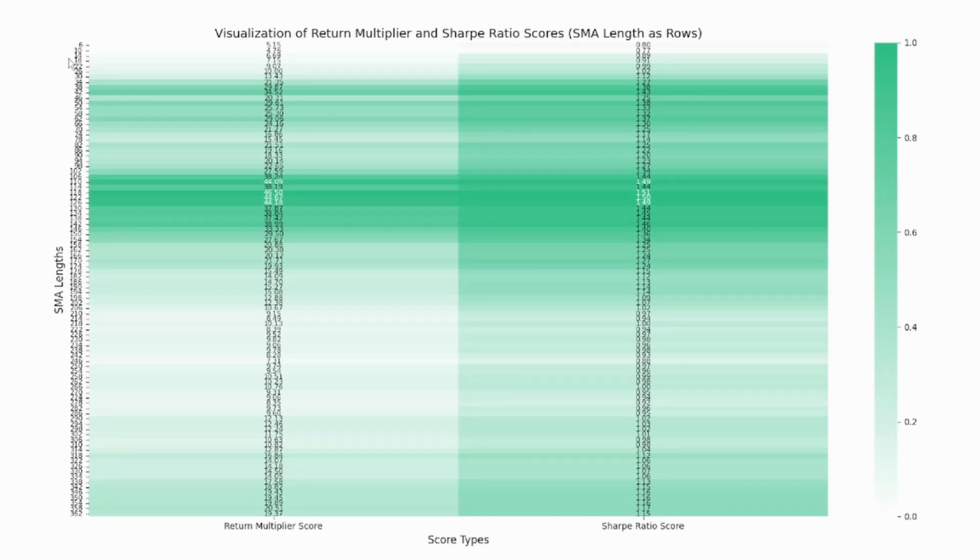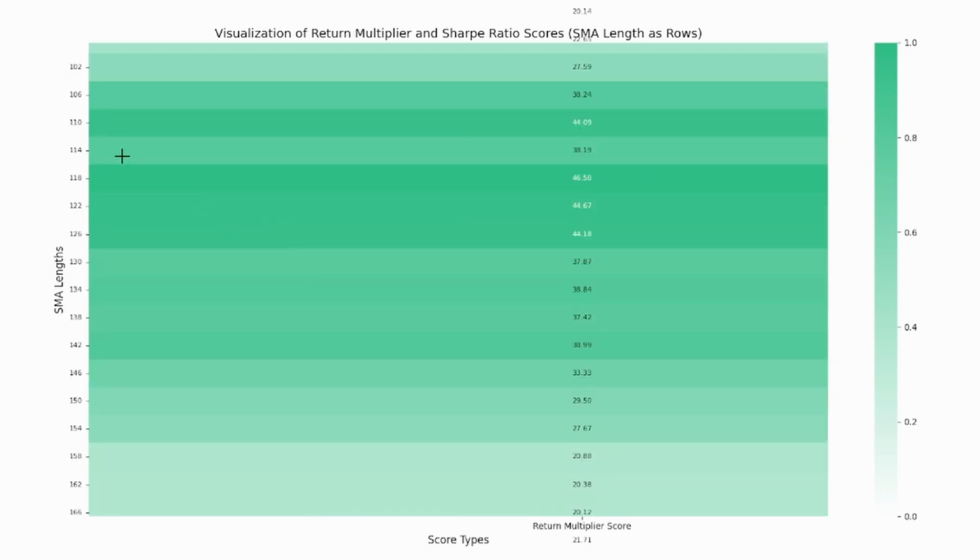For each SMA length, the first column is the multiplier. It's not in percent, it's just an X, a multiplier on your capital. And the best performance is obtained here for a length of about 120 to, let's say, 146. Over a period of 7 years, since 2017, you had a multiplier of 46 maximum here. So it's a lot.